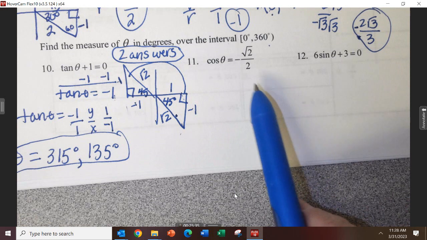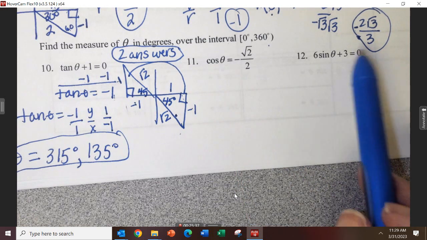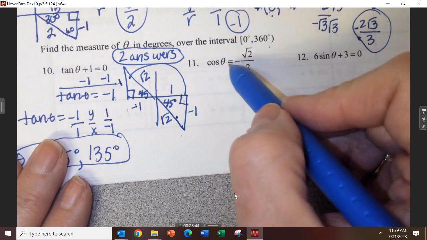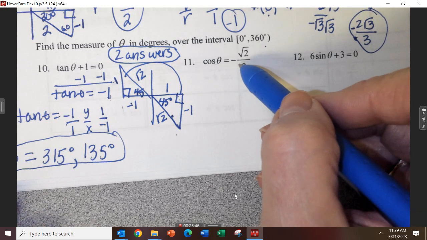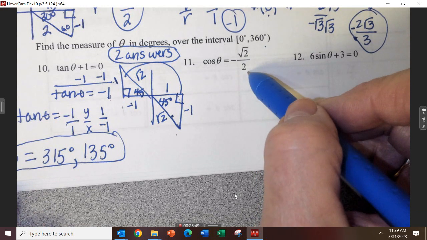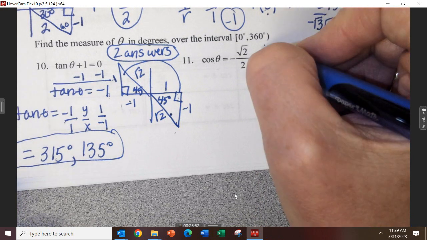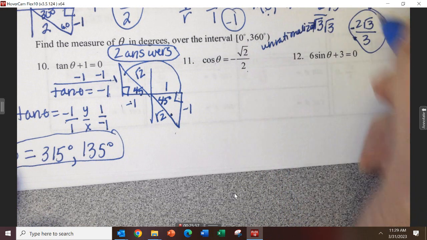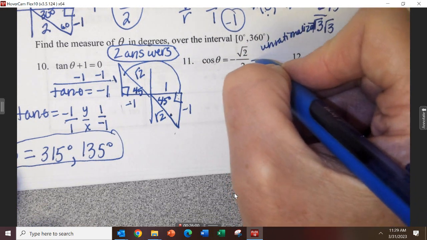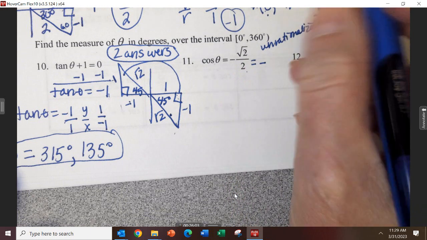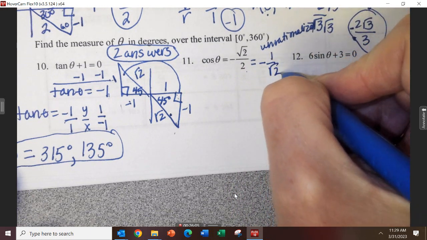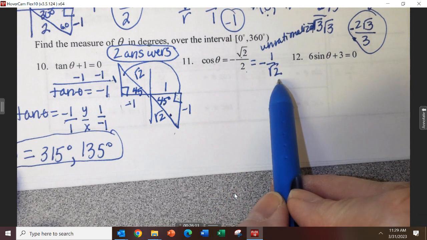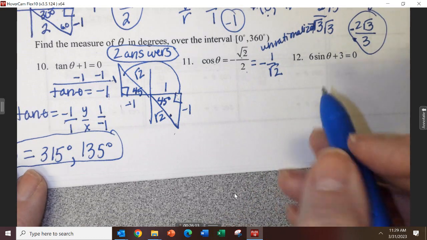Okay, I'm going to do number 11 with you, and then I'm going to have you guys try 12. Okay, number 11, it's already solved, so cosine theta is by itself. But here's the issue with this one. It has radical 2 over 2. We want this unrationalized to be able to see it better. Do you guys know what this would have been before it was rationalized? You got it. 1 over radical 2. All you do is you divide the top by radical 2 and the bottom by radical 2. So this is what it would have been unrationalized.